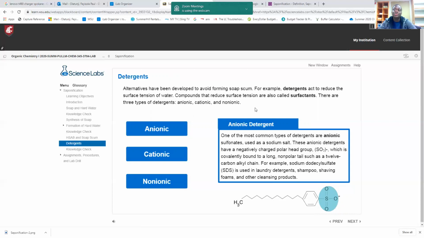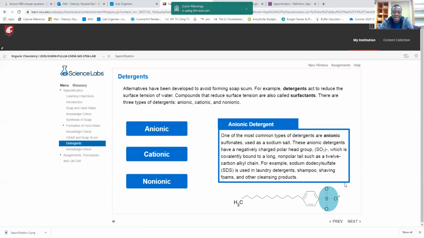So that means that if you were to take a soap and a detergent pound for pound, the detergent will be able to carry out more cleaning compared to the soap. And that's because the detergent has soft anions or cations on it that doesn't allow for scum formation in hard water. Okay, so generally there are three types of detergents.